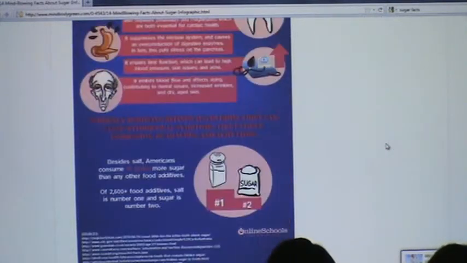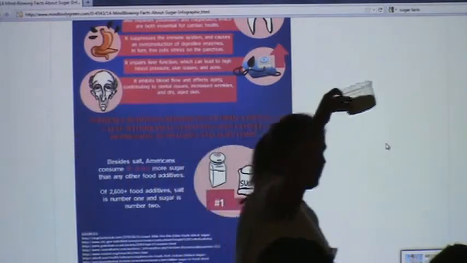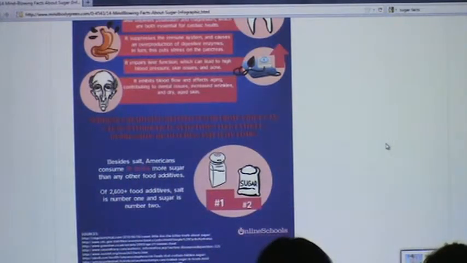And then it talks about what sugar does to the body. And besides salt, Americans consume 10 times more sugar than any other food additives. Of 2,600 food additives, salt is number 1 and sugar is number 2. So again, a bottle of Coke, a king size Snickers, right here. This is all the sugar from those 2 items.